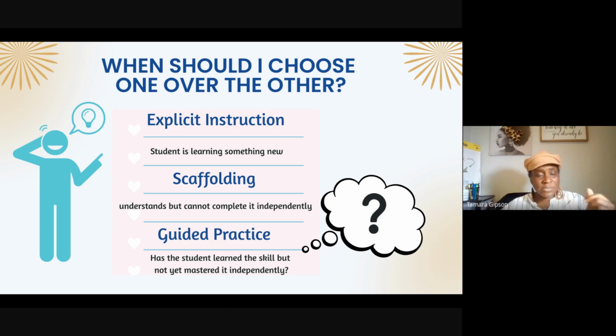Well, explicit instruction, when our students are learning something new. If they're demonstrating some misconceptions, or maybe they require a lot of teacher guidance, or they're making consistent errors. That's when I use explicit instruction. Scaffolding, however, is when you understand part of the task, but the students can't complete it independently. I want to put some of those tools from my instructional toolbox in play.